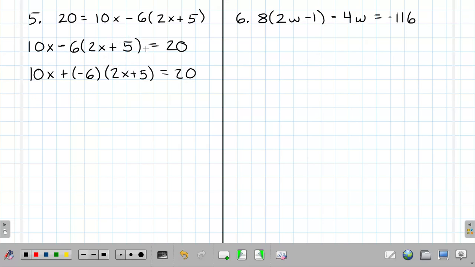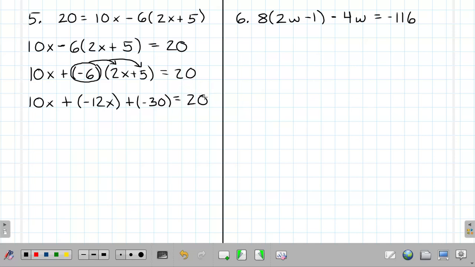Eventually, if you do these enough, you might be able to see that I need to distribute a -6. But like I said, if you're having trouble with this or you're just starting this out, definitely write it as a sum so you can see exactly what I'm going to distribute. Because I'm going to distribute this to both the 2x and the 5, okay? So once again, the 10x has nothing to do with the distributing, so it comes back down. Everything stays the same. But negative 6 times 2x would be negative 12x, plus negative 6 times 5, which is negative 30, still equal to 20. We didn't do anything to the right-hand side.